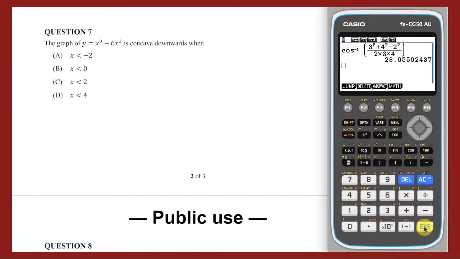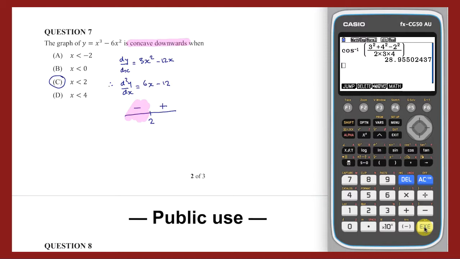Question 7. One way to answer this question is to consider the second derivative of y equals x cubed minus 6x squared. This second derivative will be 0 when x equals 2, and as it is a linear function with a positive gradient, it will have a sign diagram that looks like this. As the graph of a function is concave downwards when its second derivative is negative, our answer is x is less than 2.